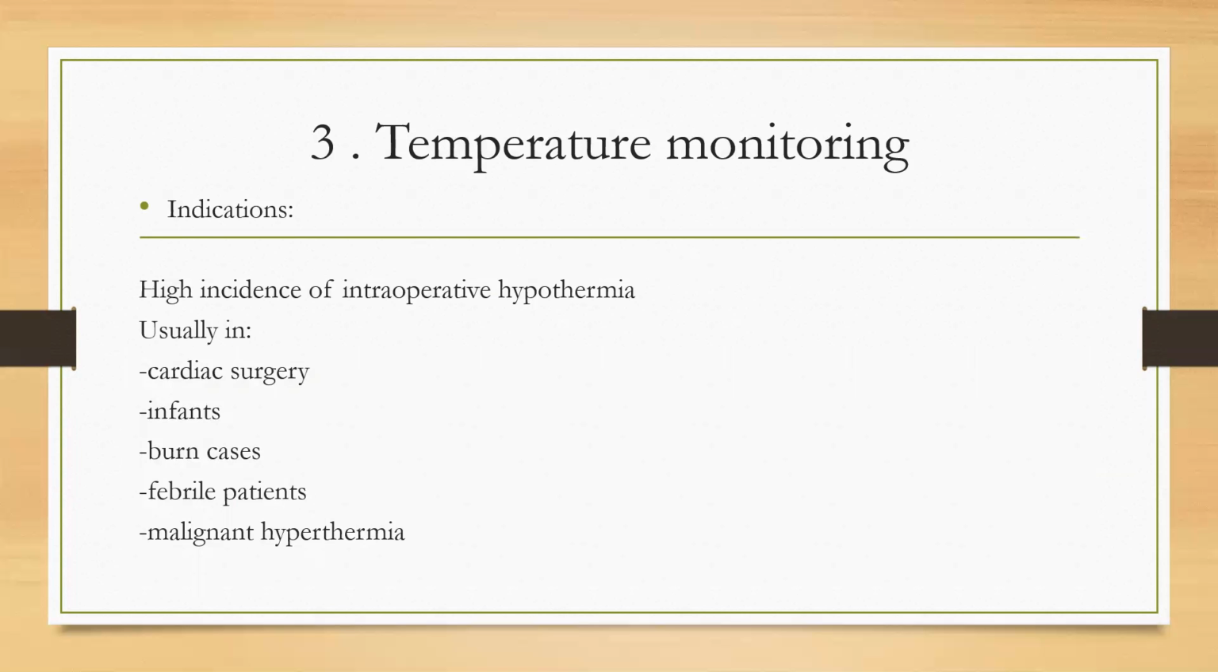Temperature monitoring. Temperature monitoring is an essential part because there is a high incidence of intraoperative hypothermia, which can lead to severe fatal complications. These are usually seen in major cardiac surgeries, infarcts, burn cases, febrile patients, and patients who are pre-diagnosed with malignant hypothermia.